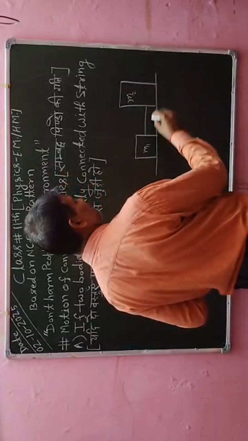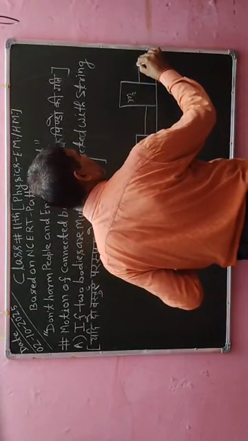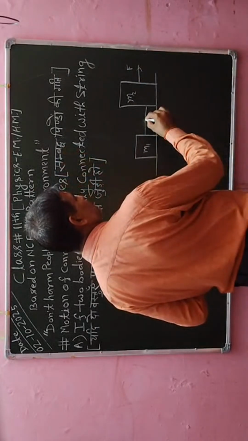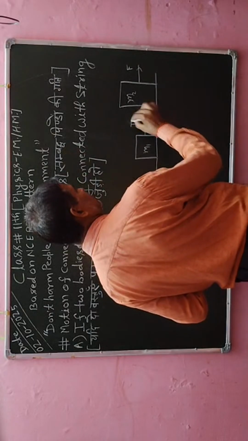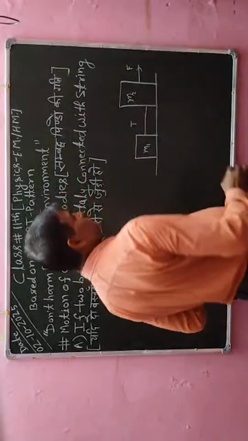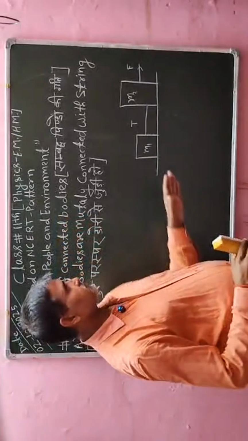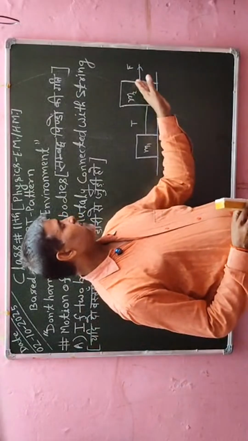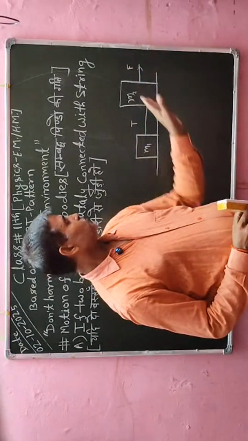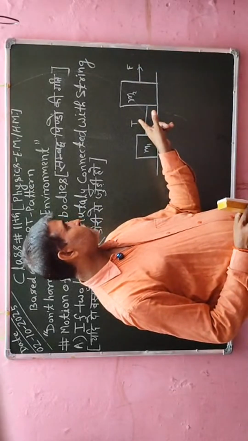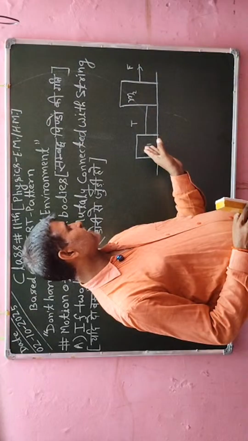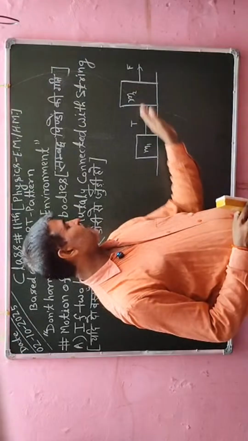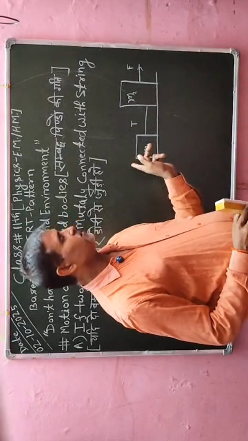Now if one force is applied on body m2, one tension will act within this string. Separately, if both objects are moving with force F, one tension force will act on this object and another tension force will act on the other object. If it is moving this way, the force direction will be this side, but the tension direction will be the backward side.